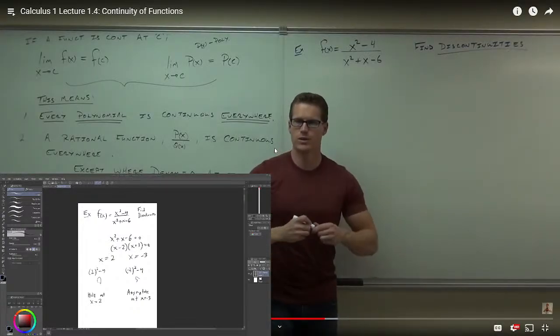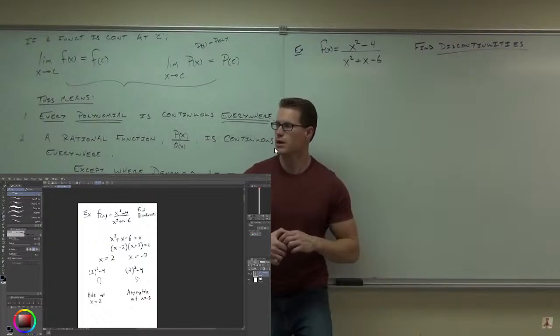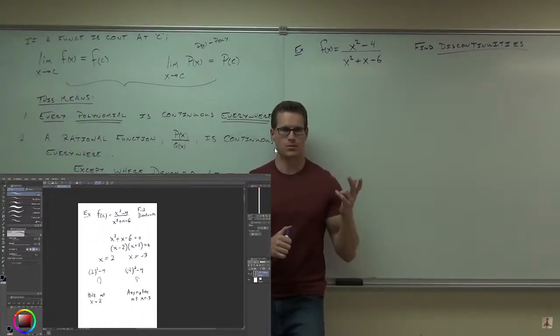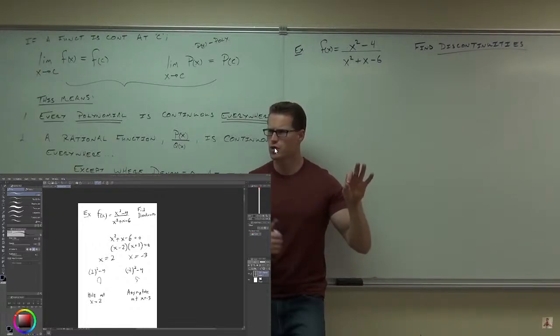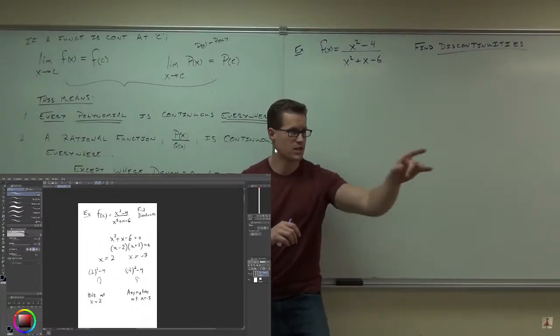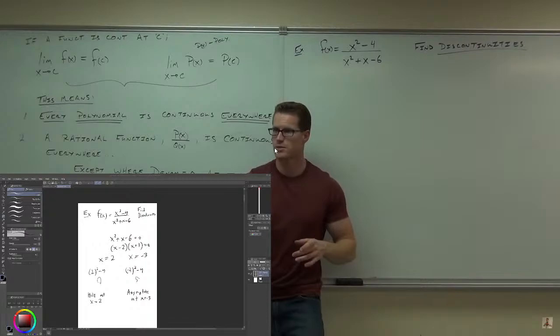About discontinuities with a rational function like this one. Tell me what you know about discontinuities. Where do they occur? When the what equals 0, the numerator or denominator? Denominator equals 0. So, how are we going to find discontinuities for rational functions? Set equal to 0. Sure, that's going to involve some factoring, absolutely.